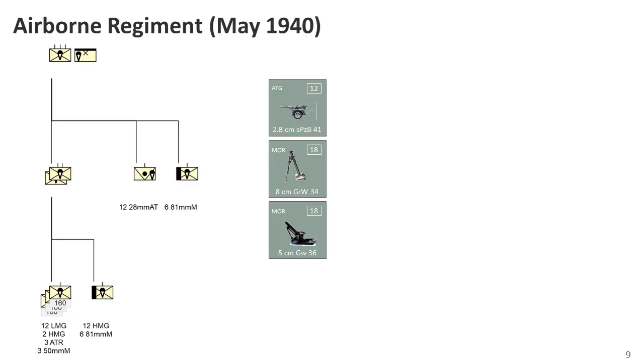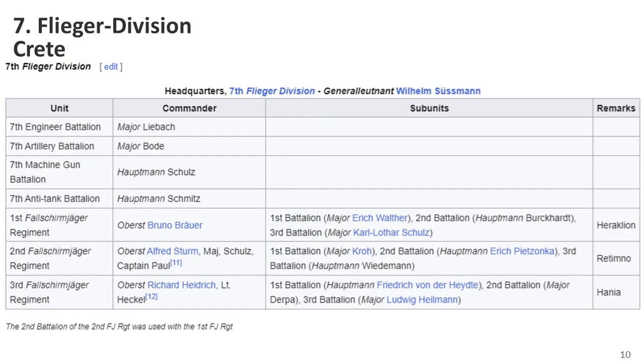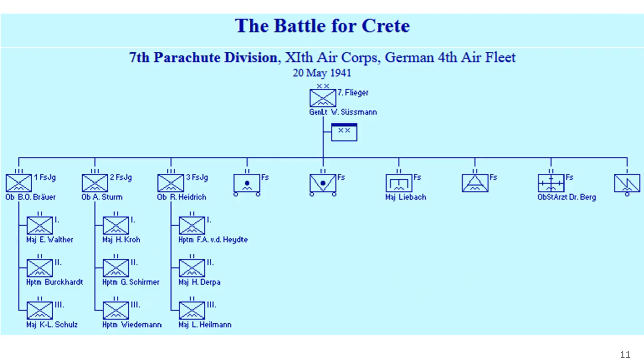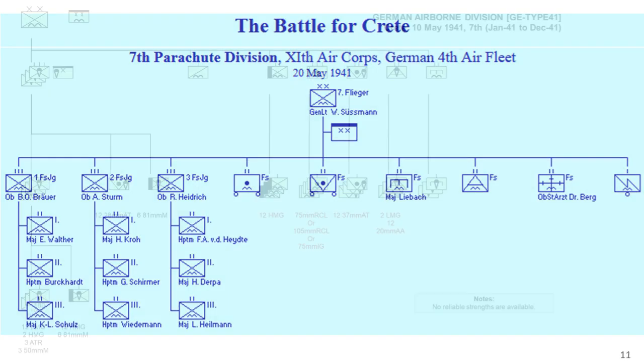In May 1940, the 2nd Fallschirmjäger Regiment only consisted of 2 battalions, but was otherwise similar to the 1st Fallschirmjäger Regiment. This shows the 7th Flieger Division elements which landed at Crete in 1941. This shows the 7th Flieger Division in graphical form. This version of the TO&E contained the AA battalion, which I suspect was never dropped in Crete.